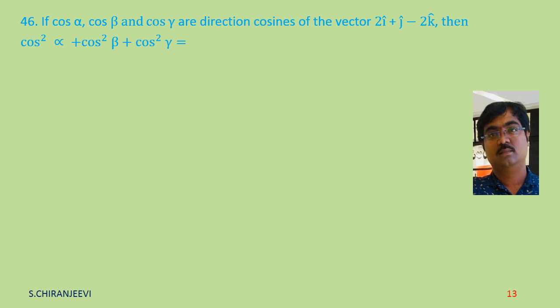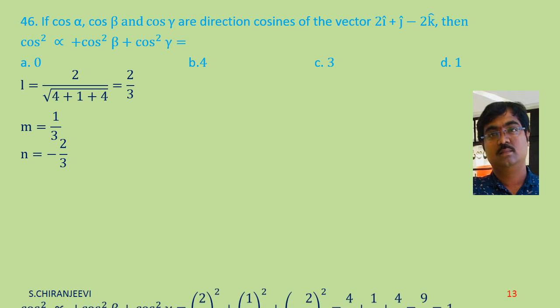Next, if cos alpha, cos beta and cos gamma are direction cosines of the vector 2i plus j minus 2k, then cos square alpha plus cos square beta plus cos square gamma equal to, options 0, 4, 3, 1. So L is 2 by root of 2 square plus 1 square plus minus 2 square, which is root of 4 plus 1 plus 4, root 9, which is 3.